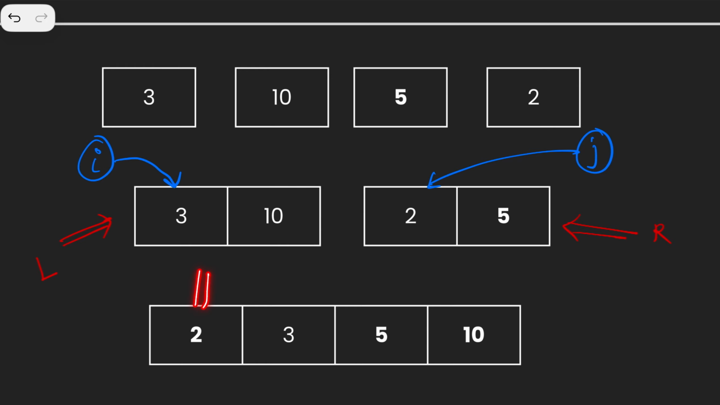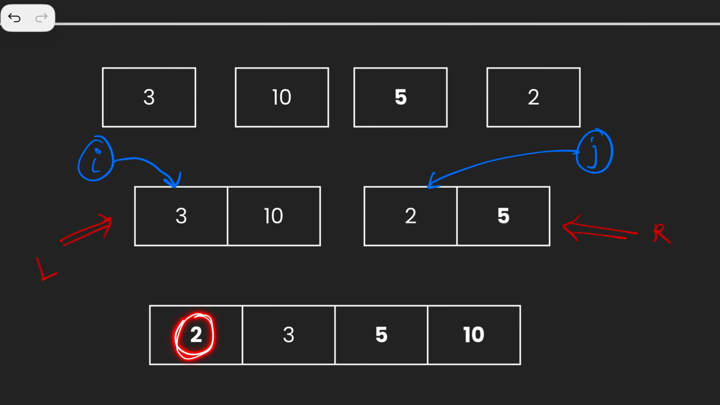So the very first position in the resulting array will be taken by either I or J. Why? Because all the elements to the right side of I will be greater than the ith element. That means all the elements to the right side of 3 will definitely be greater than 3. Remember, this L array is a sorted array. So all the elements to the right of 3 will be greater than 3. Same goes for the R array as well. All the elements to the right side of 2 will be greater than 2. Why? Because this R array is also a sorted array.